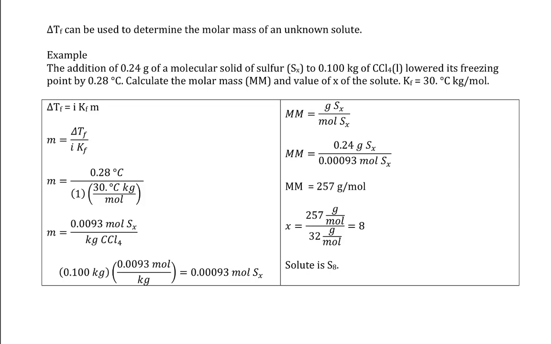So we have 0.24 grams divided by 0.00093 moles, and we calculate the molar mass to be 257 grams per mole. And to find the value of X, what we do is we take this mass, that's of our complete compound, divided by the molar mass of just a sulfur. So 257 grams per mole over 32 grams per mole, that equals 8. That means that our compound must be S8. X is 8.